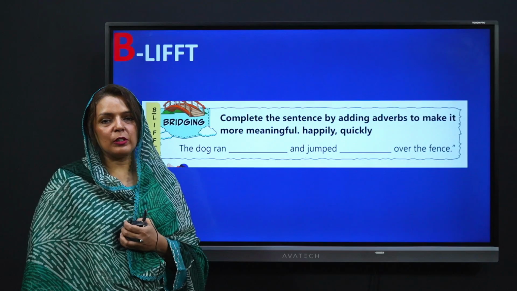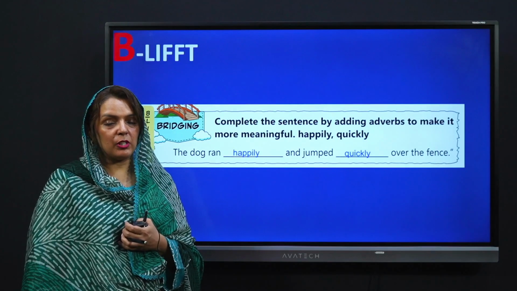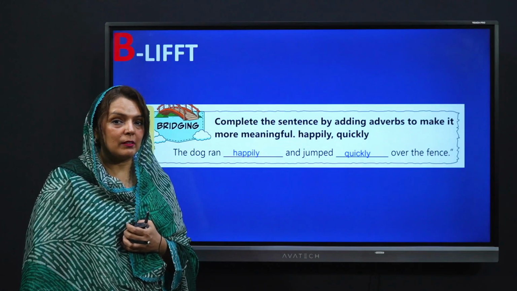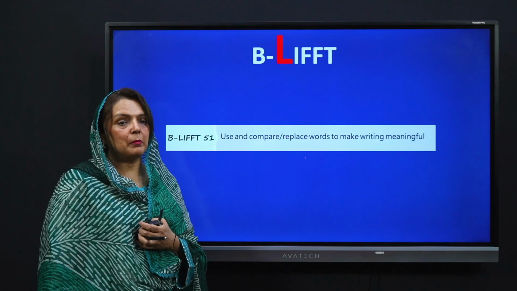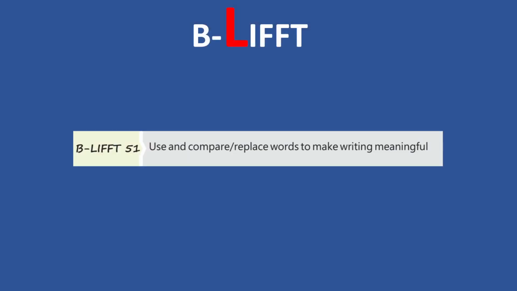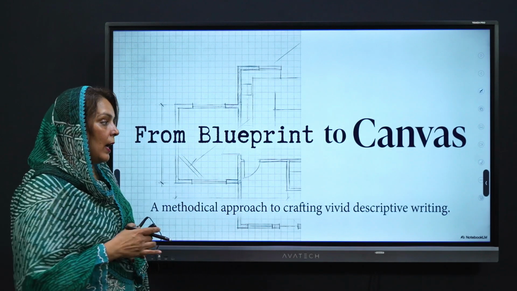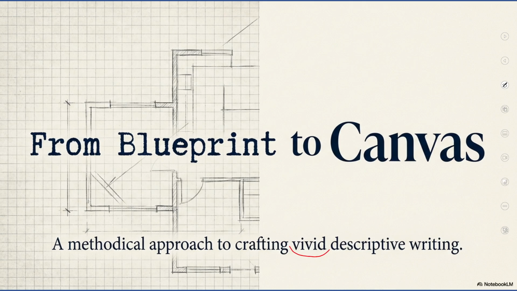And I'm pretty sure that by now you have already done your bridging activity, and this time your answer should match mine because this is the correct answer. Now look at the LIFFT, which clearly says that you have to make meaningful writing. So we will be focusing on descriptive writing and adding color to it. Vivid means colorful, descriptive writing.